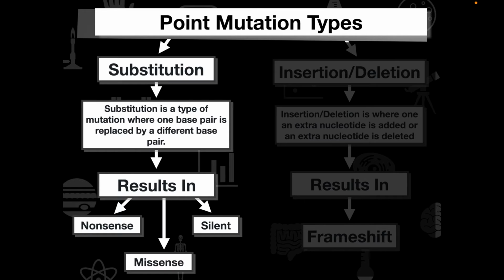So if we go back to our flowchart here, remember, a substitution mutation is a type of mutation where one base pair is replaced by a different base pair. We have nonsense, silent, and missense, and it depends on what our amino acid sequence is and the change that goes through and occurs there.